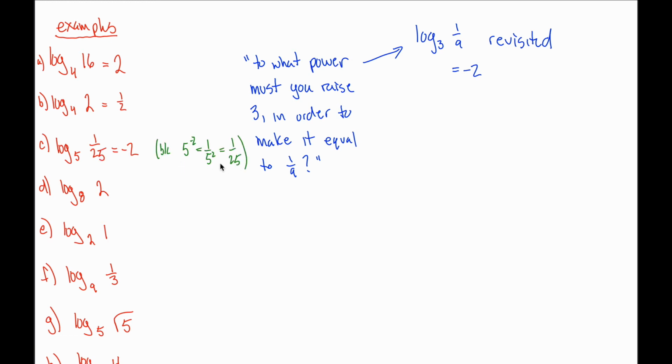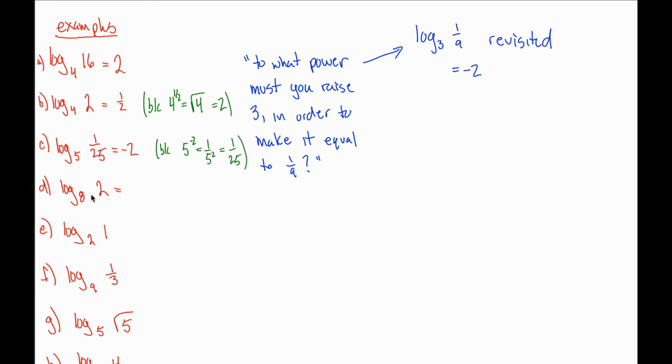Maybe that's beneficial to have some justification for these. The reason this is -2 is because 5 to the -2 power would be 1 over 5 squared, which is the 1/25. Similarly, 4 to the 1/2 power would be the square root of 4, so that gets me this 2 right here. What about the log base 8 of 2?